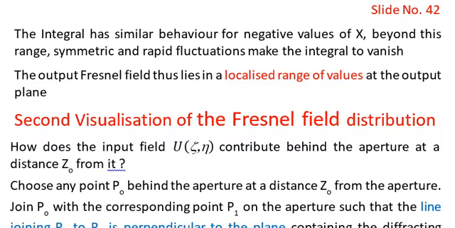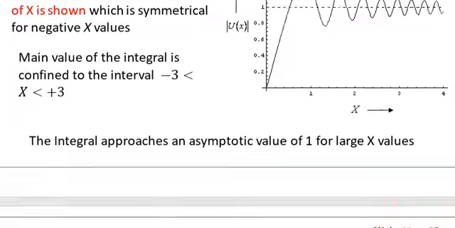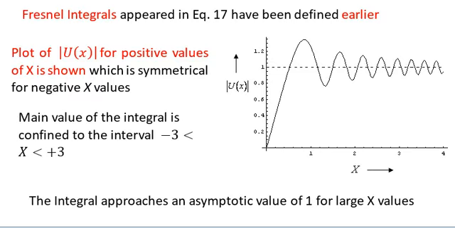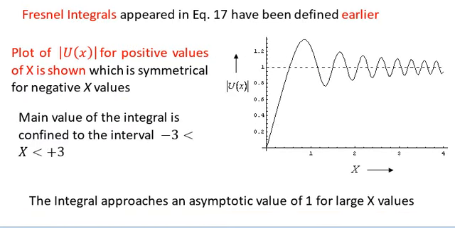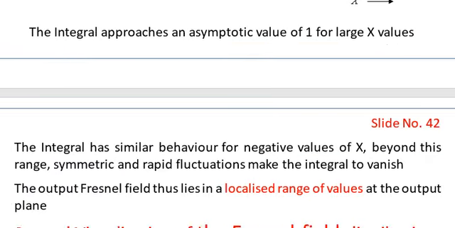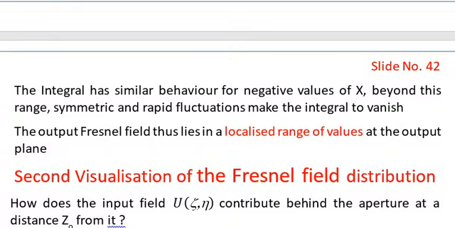The output Fresnel field thus lies in a localized region of values. So you see that due to very small variations, the integral would vanish for large values of x. So we can say that the main values of x of the integral will exist between minus 3 to plus 3. The output Fresnel field thus lies in a localized region of values at the output plane.